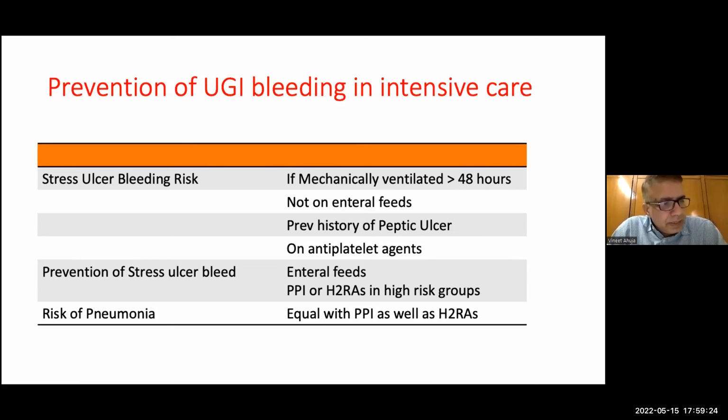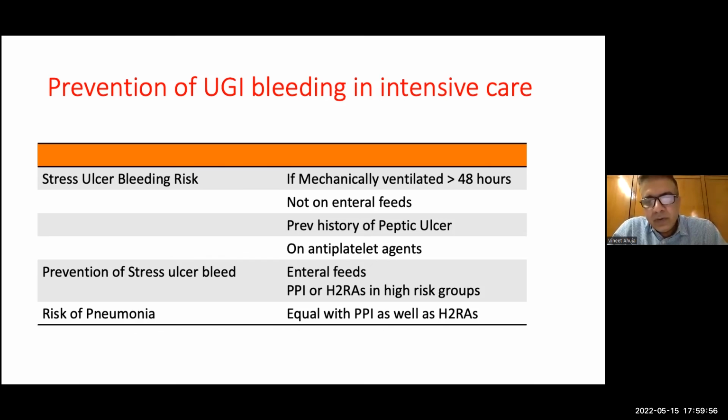Now, what about a patient who is admitted in intensive care and there is a chance of developing stress ulcer? What do you do in such a setting? What are the conditions which give rise to this situation? If the patient is on mechanical ventilation for more than 48 hours, then the patient may develop stress ulcer and the risk of bleeding is there. Also if the patient is not on enteral feeds, has a previous history of peptic ulcer disease, or is on antiplatelet agents. How do you prevent stress ulcer bleed?